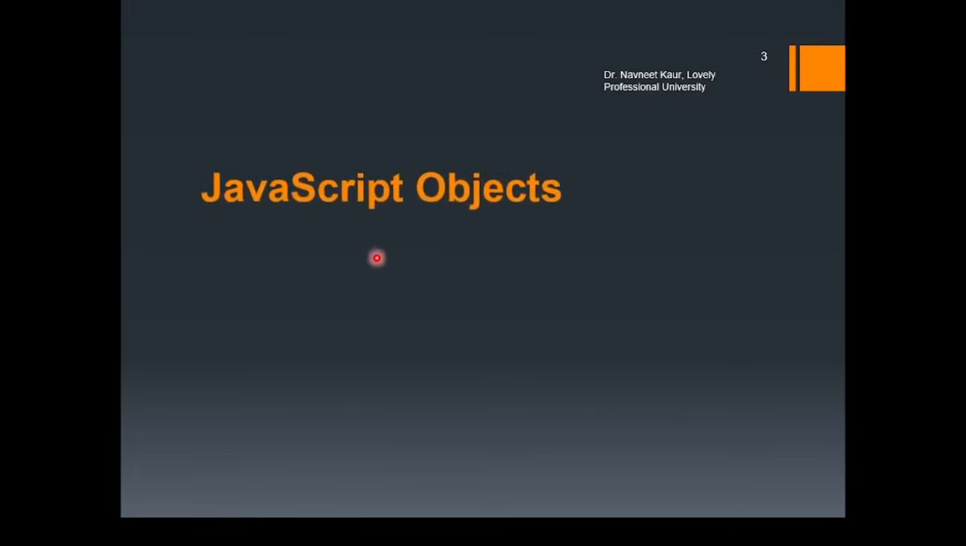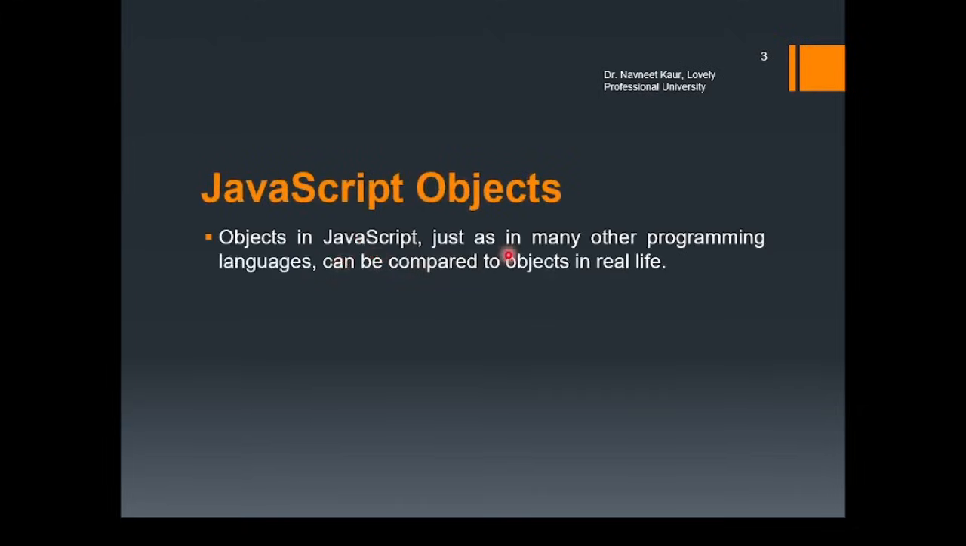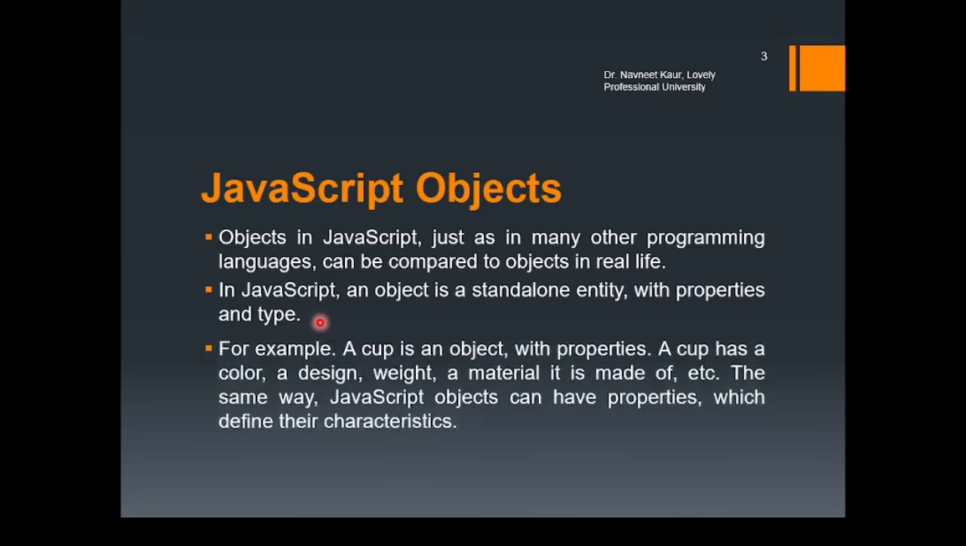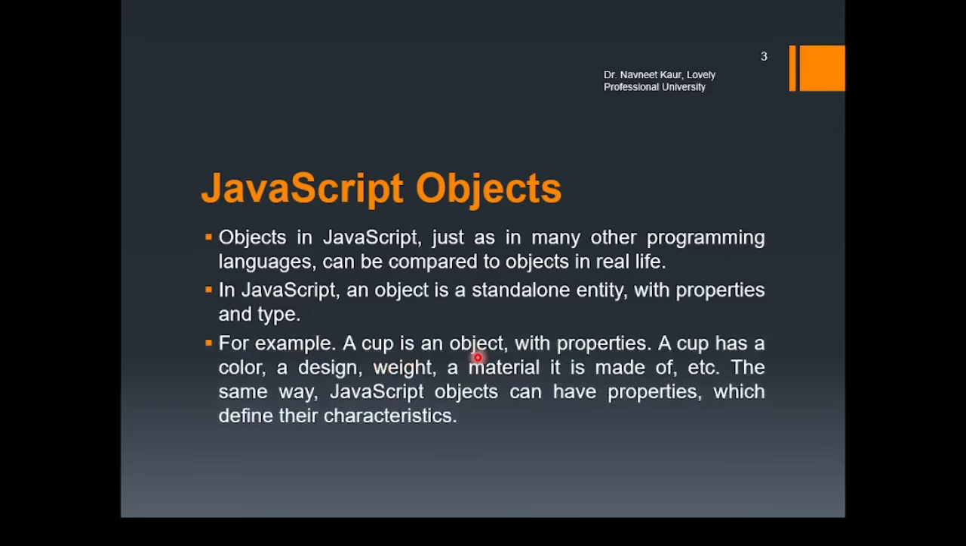What is an object? Objects in JavaScript, just as in many other programming languages, can be compared to objects in real life. An object is a standalone entity with properties and type. Let's consider one example. Just as a cup is an object with properties, a cup has a color, design, weight, and the material it is made up of. In the same way, JavaScript objects can have properties which define their characteristics. So, hope you have already understood the meaning of objects in programming languages.